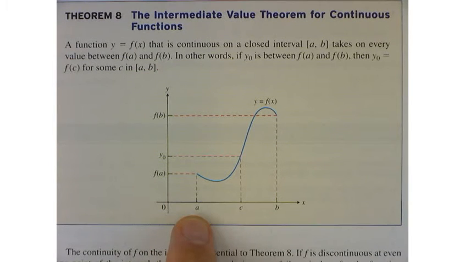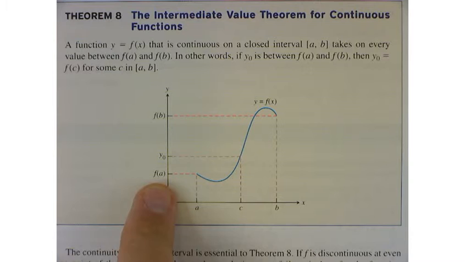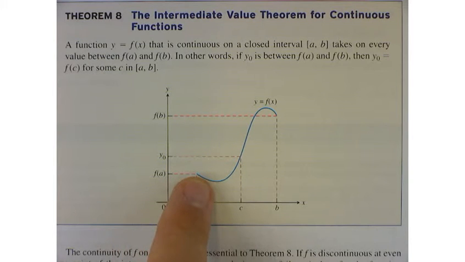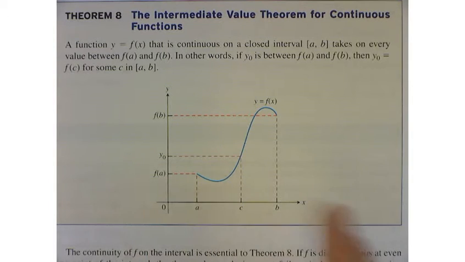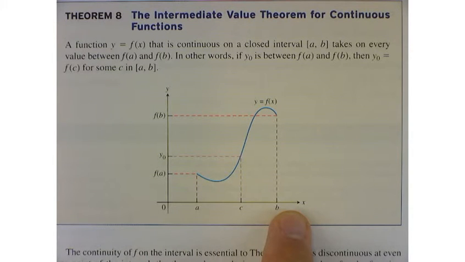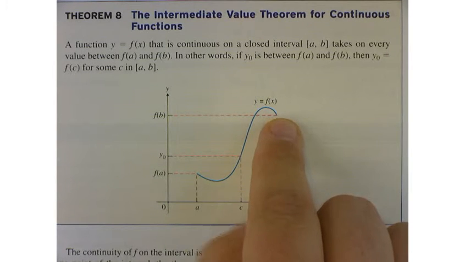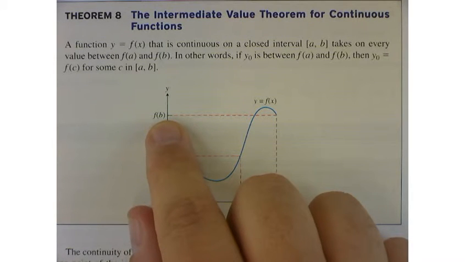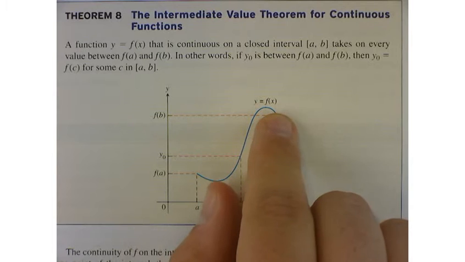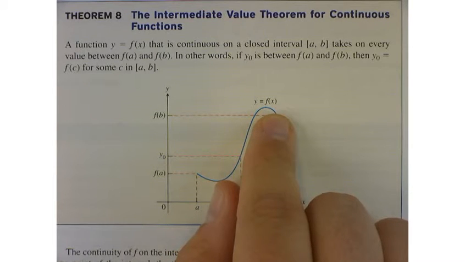So here's a, which is an x value, which is a number. We plug that into our function, and it spits out a y value, which we call f of a. So this point right here is a comma f of a. Here is b, that's a value we plug into our function y equals f of x, and it spits out a corresponding y value of f of b. This point right here is b comma f of b.